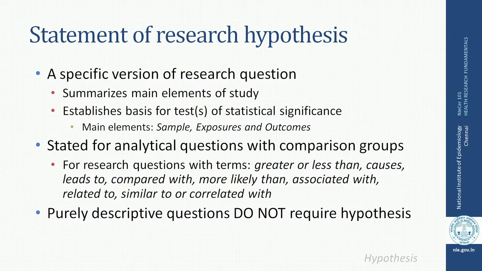Now, let us look at hypothesis. What is hypothesis, research hypothesis? It is nothing but a specific version of the research question that summarizes the main elements of the study that establishes the basis for statistical test of significance. So, it is stated for statistical purposes. The main elements that I mentioned include the sample, the exposure and outcomes. A hypothesis is stated only for analytical questions with comparison groups.